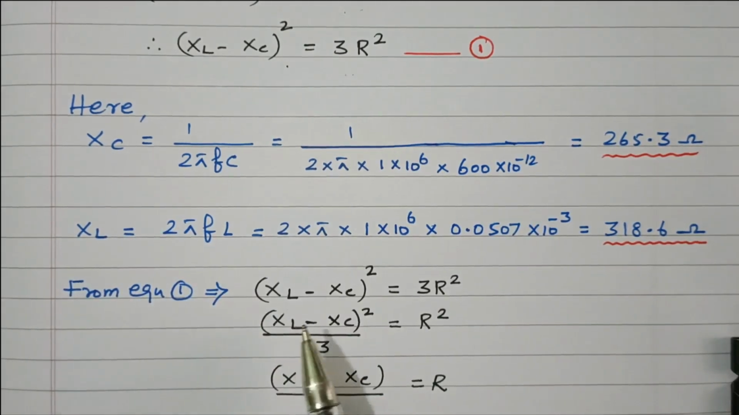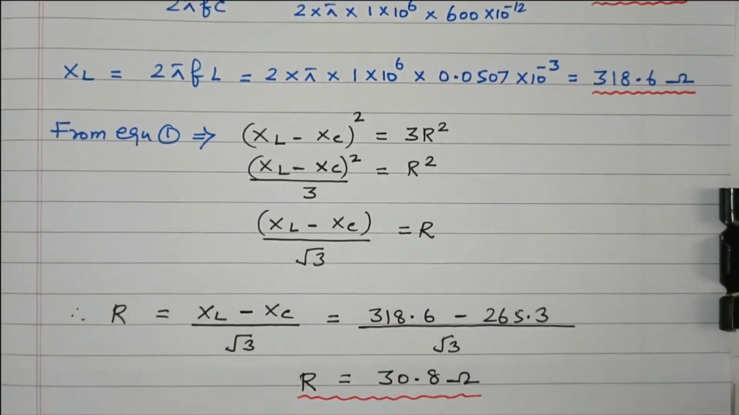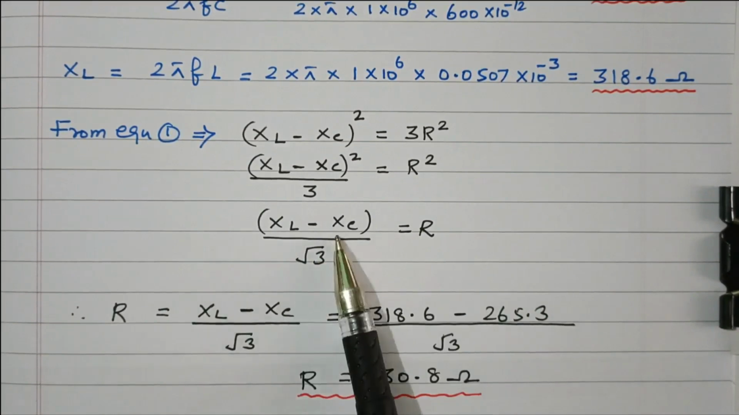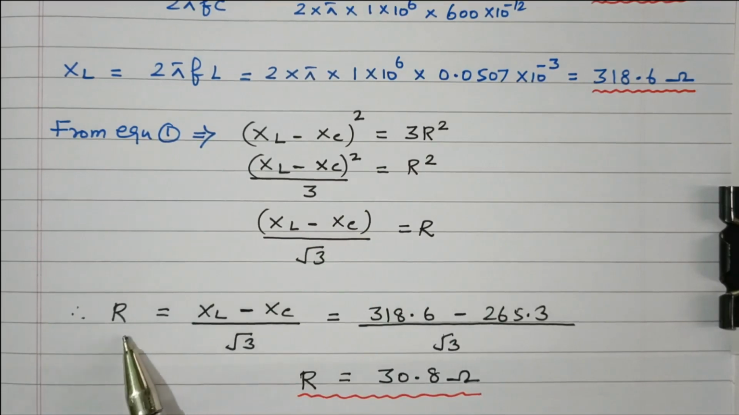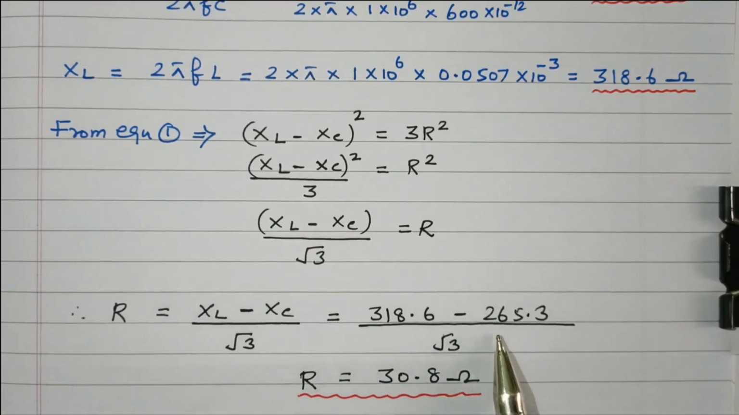From equation 1, XL minus XC the whole square equal to 3R square. Bringing the 3 to the denominator on this side, XL minus XC the whole square divided by 3 equal to R square. Now take the square root on both sides. So R equal to XL minus XC divided by root 3. XL we calculated as 318.6, minus XC which is 265.3, divided by root 3. While simplifying, we got R equal to 30.8 ohm. Now we have calculated the R value.